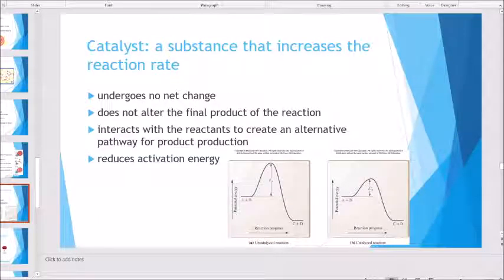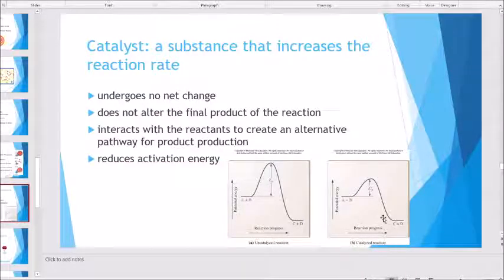Now you've probably heard of a catalyst. A catalyst increases the rate of reaction, but it is not used up and it's not part of the reaction, and so it does not alter the final product. It just allows the reactants to undergo a different path to get to the products, and it reduces the activation energy. So as you can see here, we have the reactants, the activation energy, and here are the products.